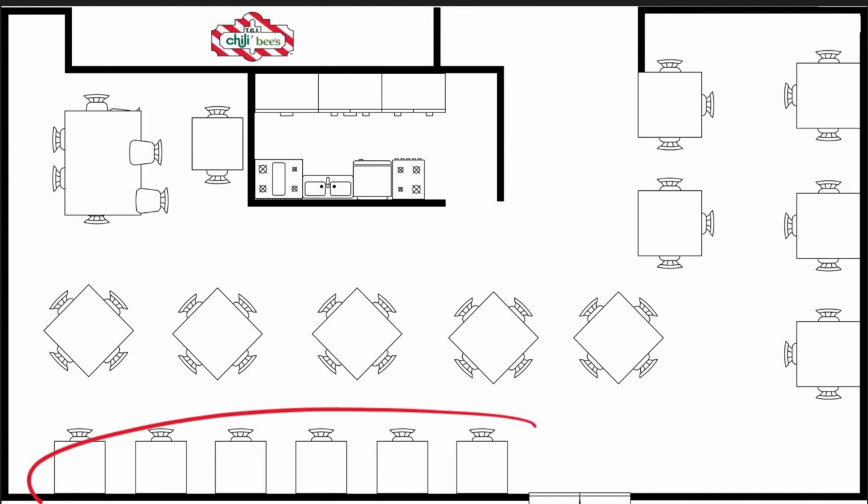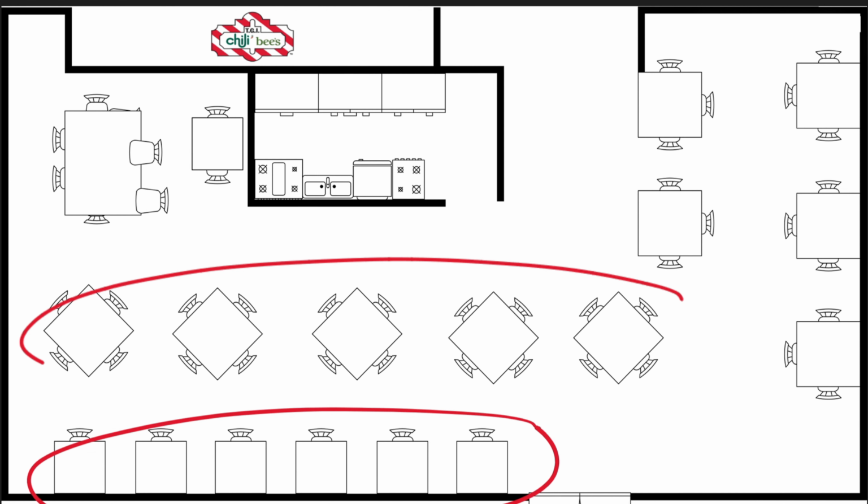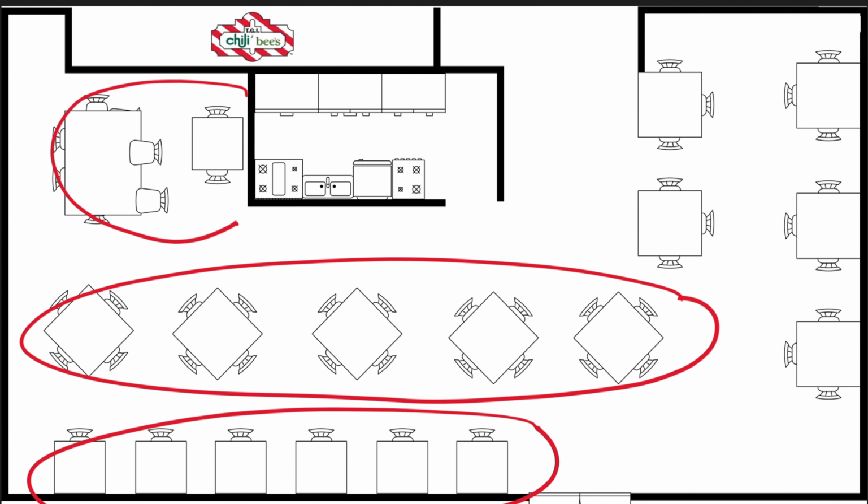We have the banquettes here against the wall. We have these four top tables in the center of the dining room, a little two in the alcove here, and then our side room as well.